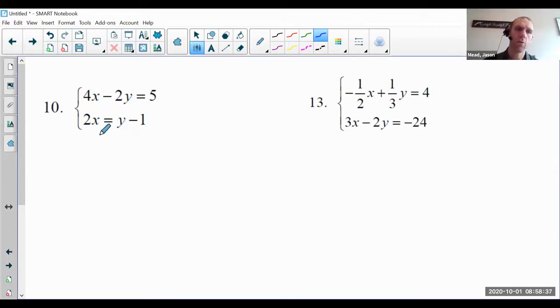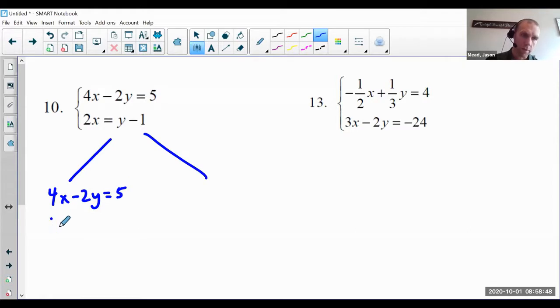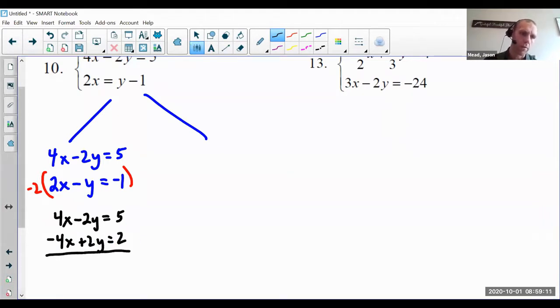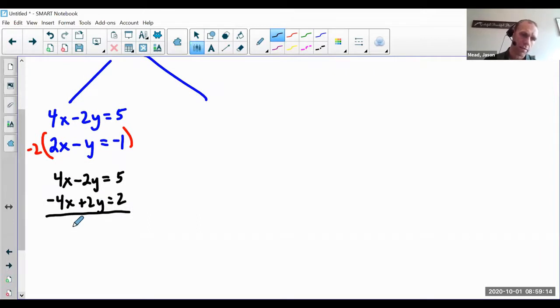So if we subtract the y over in this one, I mean, you can do this by substitution too, so I'll do it both ways. But if you subtract the y over in the bottom one, you have 4x minus 2y equals 5, and 2x minus y equals -1. So what I would do, probably, is multiply the bottom one by -2. So I have 4x minus 2y equals 5, and -4x plus 2y equals 2. If I add these together, I get 0, 0.